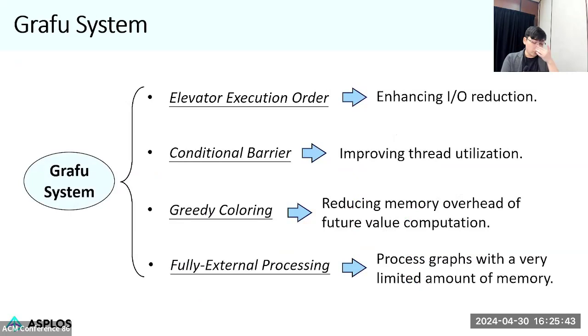So to this end, this work presents a system called Grafu, which aims to unleash the full potential of feasibility computation by presenting multiple designs. And these designs include the elevated execution order, the conditional barrier, grid carving, and fully external processing. But due to time limit, we only focus on the two main designs in this presentation, which are the elevated execution order to enhance the error reduction, and the conditional barrier to improve the filtration. And these two are the main designs to improve the execution time of the graph.